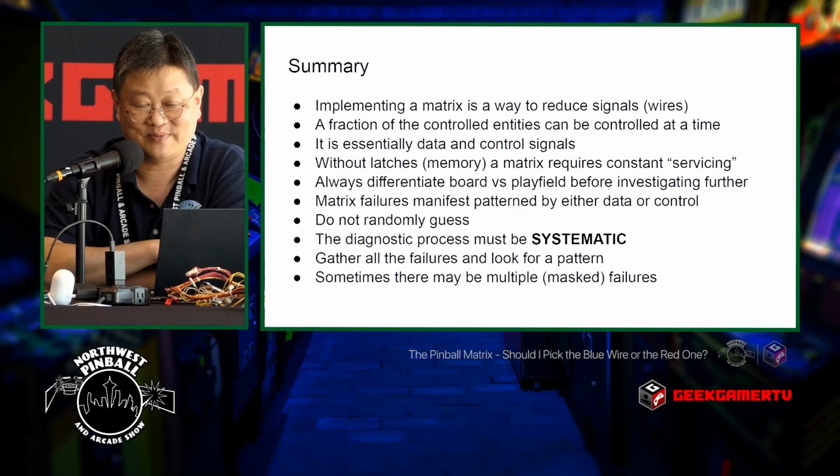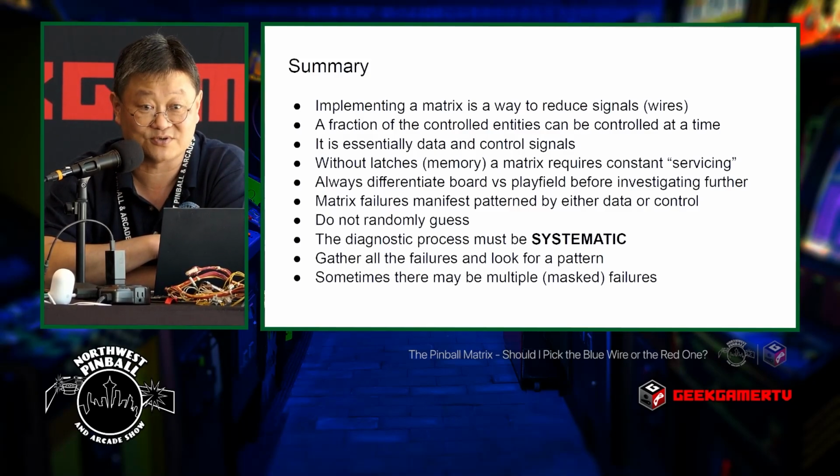Gather all the failures, look for a pattern, as I said, just work. And sometimes, this is the kicker, there may be multiple masked failures. You must always remember the rule: always look for a single point of failure. If you can find one point of failure that explains every sign or symptom you're seeing, then that is the single most likely problem. However, once you fix it, you may unmask another problem that was masked by it. So don't assume that's the case. There may be multiple failures, and it's just diligence, right?